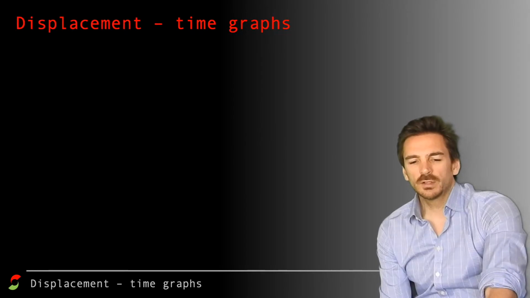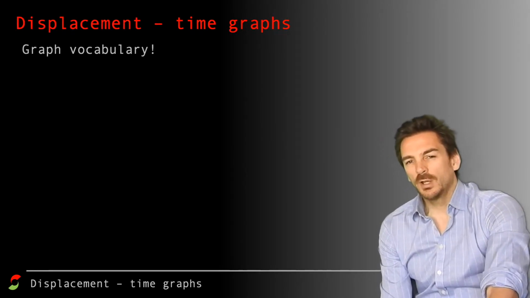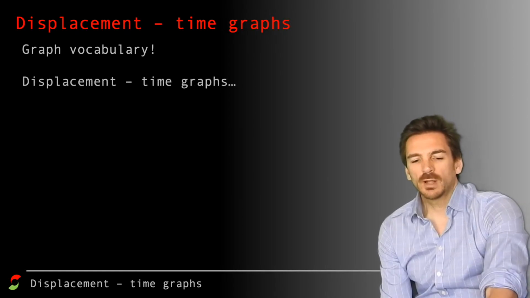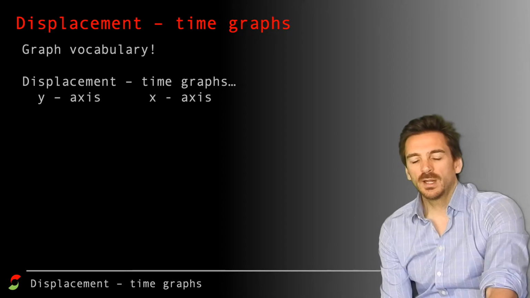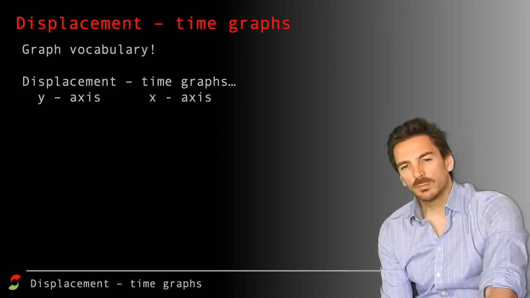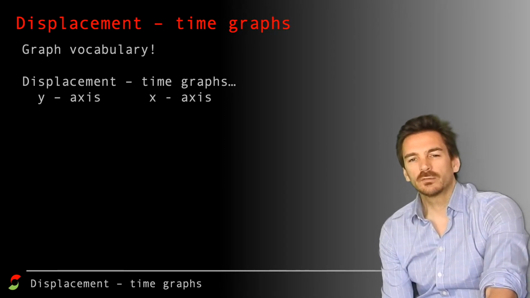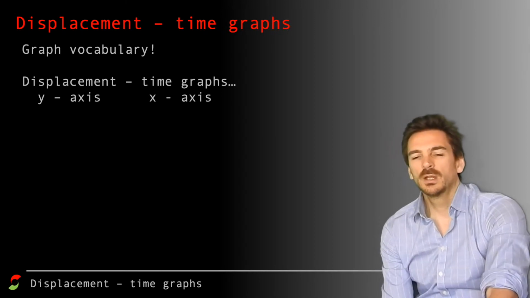So firstly, let's have a look at displacement time graphs and the vocabulary that's used in them. We call them displacement time graphs because we want displacement on the y-axis and time on the x-axis. Whichever physical quantity comes first, that's the one that we put on the y-axis. So displacement time: y-axis, x-axis.